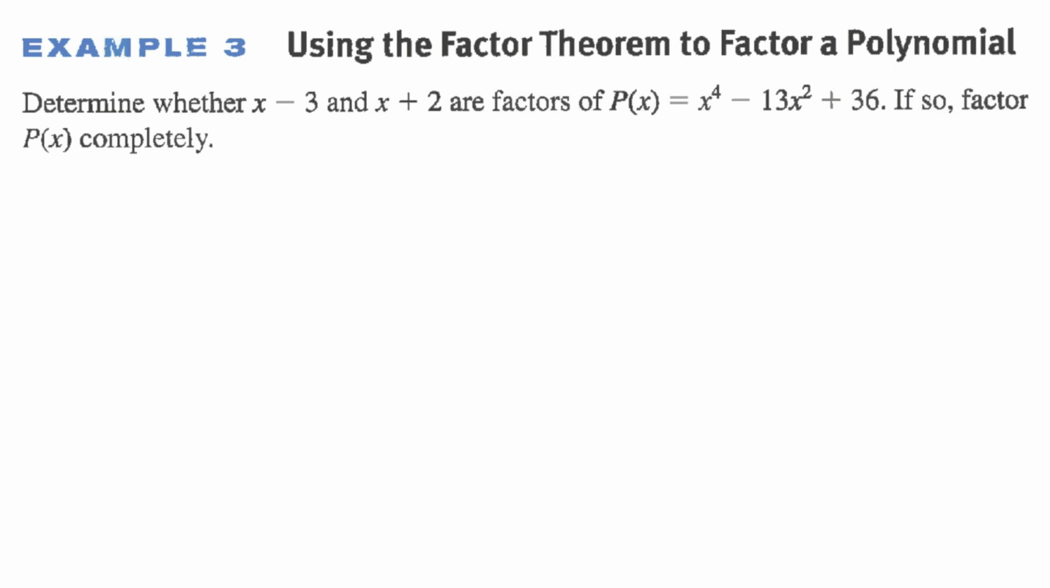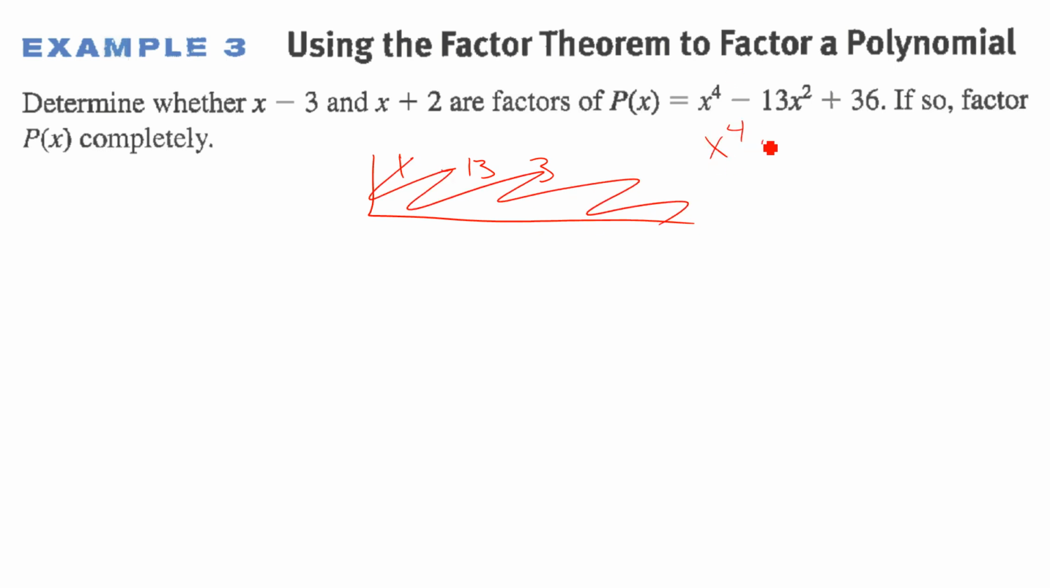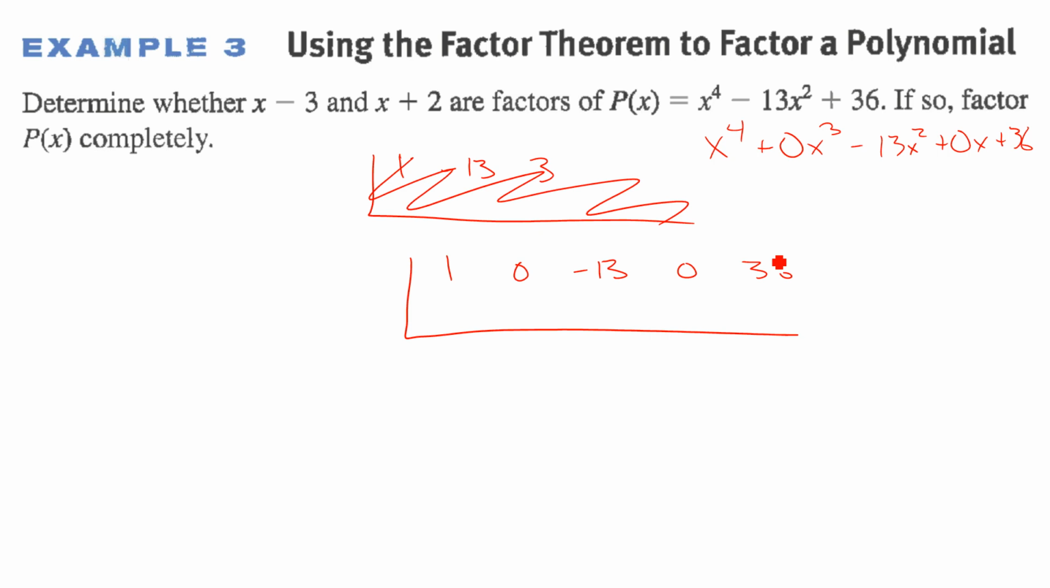All right, we can do this twice actually. You don't have to just do it with one factor. Let's do the exact same thing. Excuse me, I didn't follow my own instructions. We need to have placeholders. This is actually x to the 4th plus 0x cubed minus 13x squared plus 0x plus 36. So to do the synthetic division, we would need a 1, a 0, a negative 13, a 0, and a 36. And on the outside, we can start by picking either one of these.